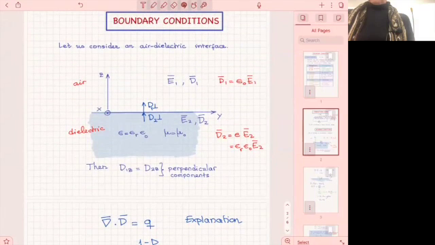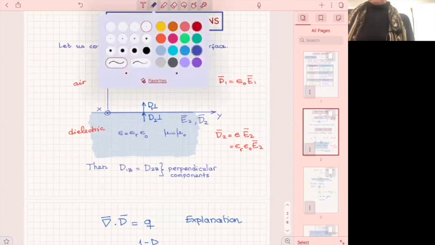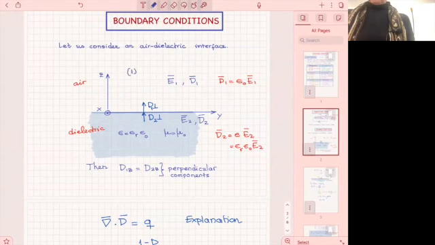We have a planar dielectric that has epsilon and nu here. And then we have an electric field in region 1. Let's call that 1 here. And then we call that 2.